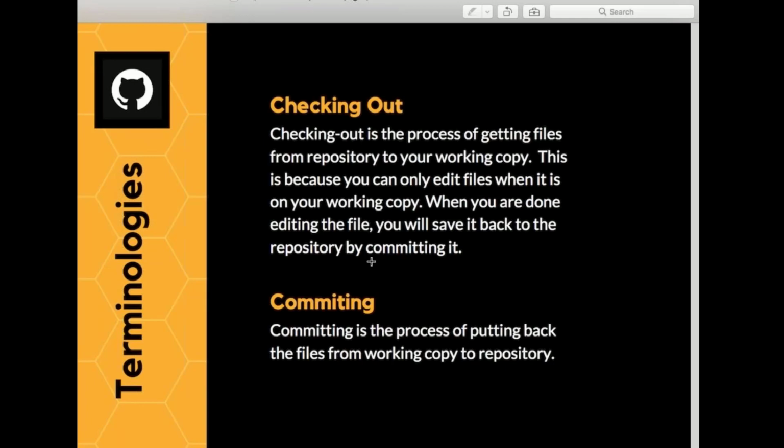And when you are done editing your work, you save it back to the repository by committing it. So what is the process of committing? Committing is nothing but putting the files in your working copy back into the repository. So two operations are very, very important: checking out and committing. Committing is basically getting the files from the working copy to the repository. Makes sense, right? The checkout and commit process.